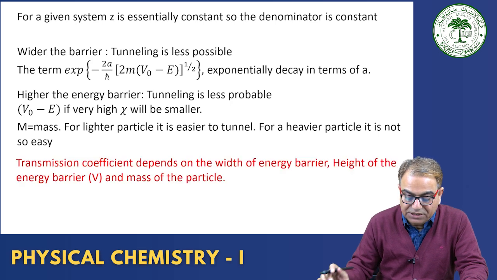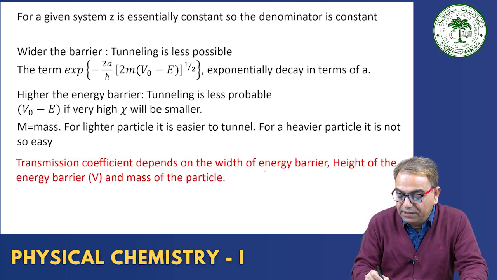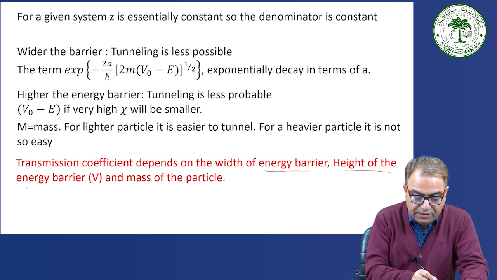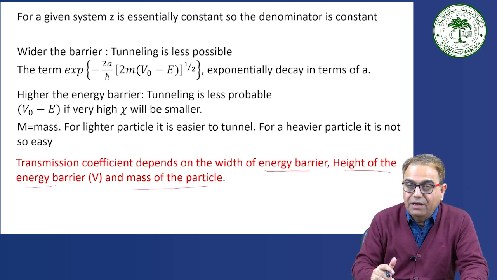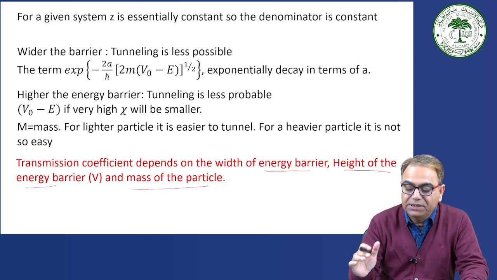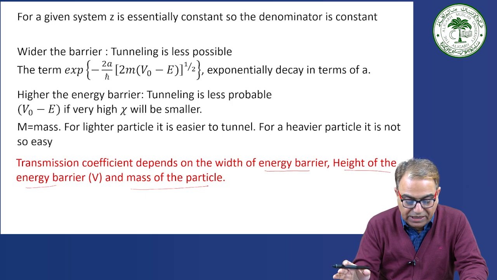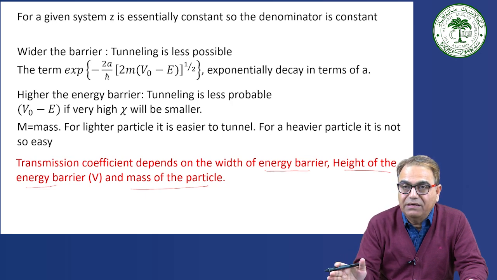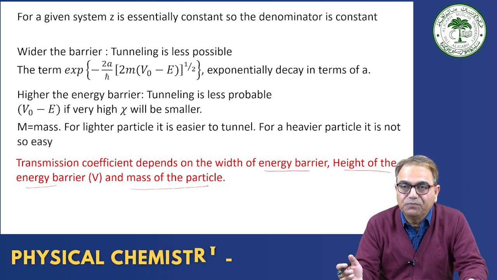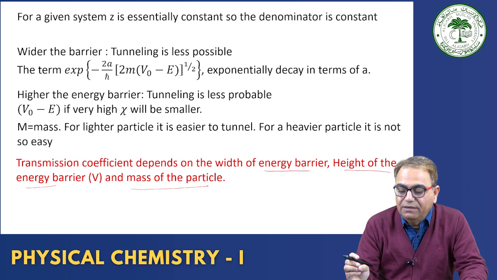Okay. So the transmission coefficient depends on the width of the energy barrier, height of the energy barrier, and mass of the particle. The higher the energy barrier, the less the tunneling. The more massive the particle, the less the tunneling. And the greater the width of the energy barrier, the tunneling will also be low. Okay. So low mass, small width of the energy barrier, and lower height of the energy barrier will facilitate tunneling through this energy barrier.